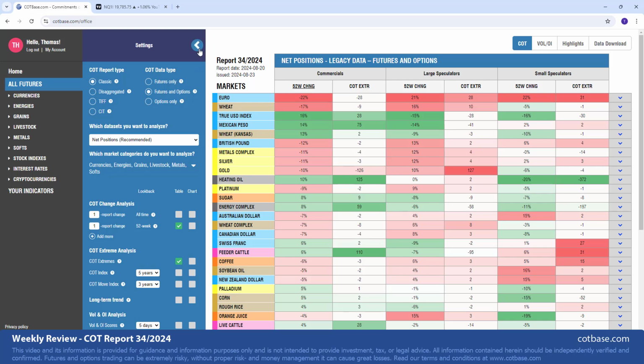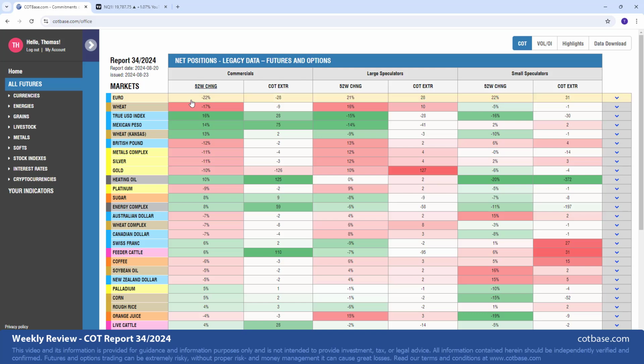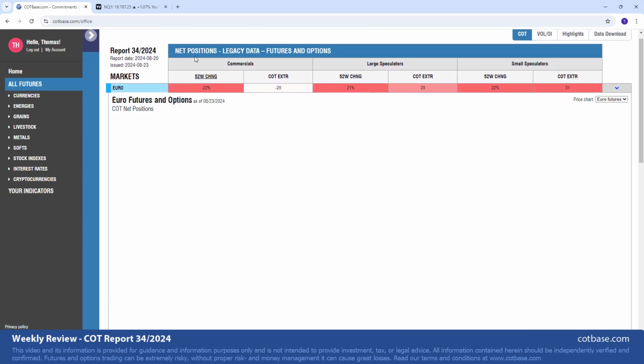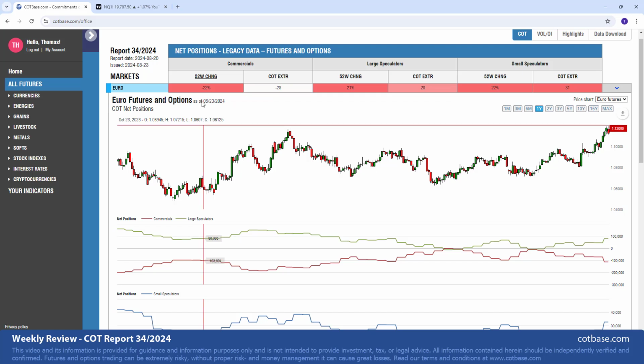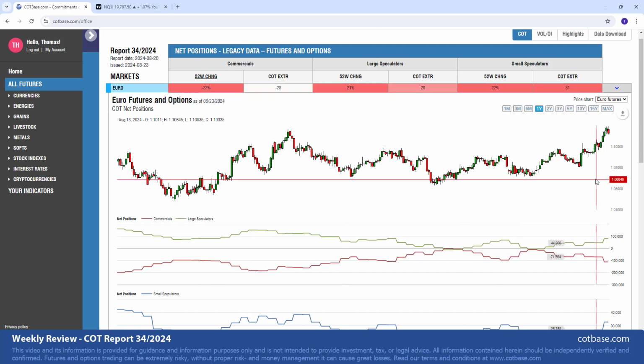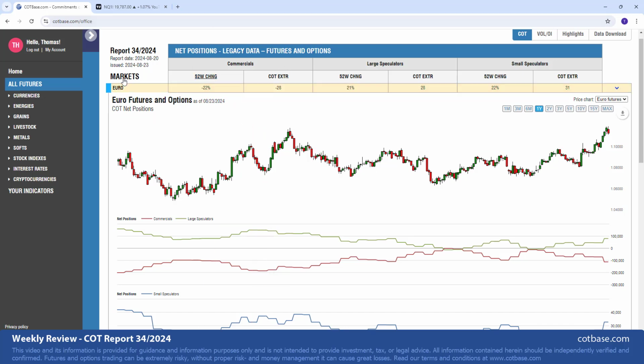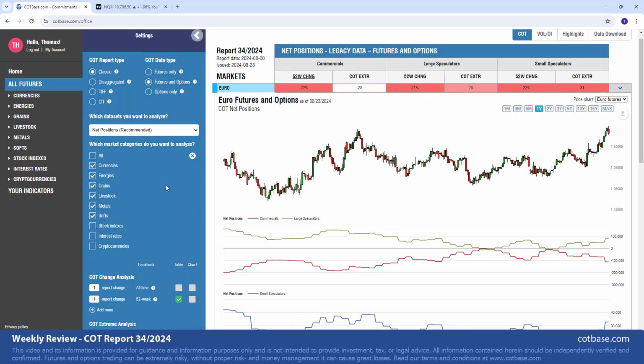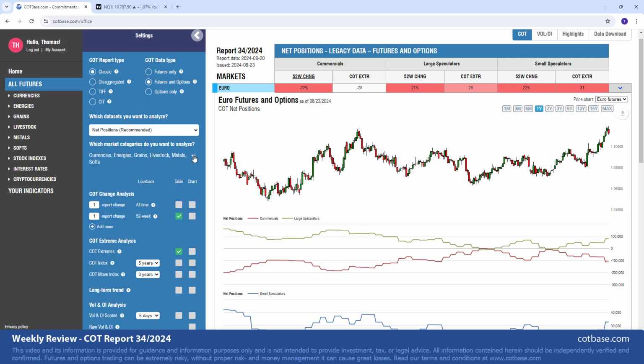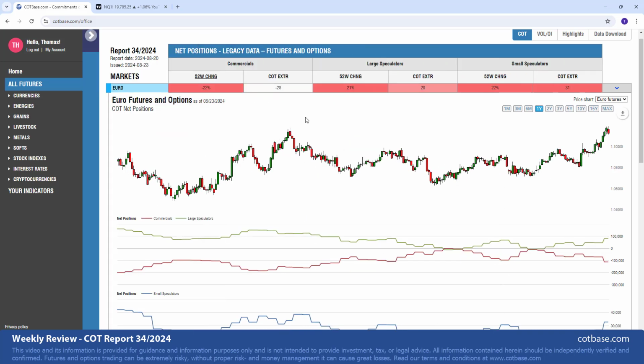We're going to start off with Euro, where we have a 22% change in commercials net position. So once again, we're analyzing net positions. We have three main trader categories. Commercials is how we ordered all the markets, and we have Euro on top of our list with a 22% change. Now, of course, I should mention that we are only looking at a few market categories. These are free reviews that I do. If you become a subscriber, of course, you get access to all the markets that are available.